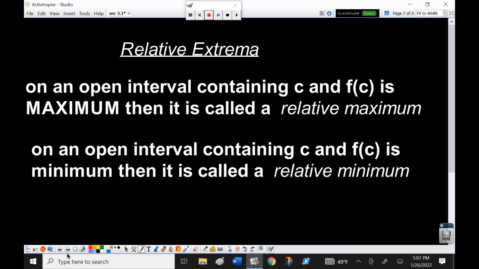Again, when we talk about relative minimums, relative maximums, absolute minimums, and absolute maximums, the big difference is absolute extrema occur on a closed interval, and relative extrema exist on open intervals. For the most part, that's how you can distinguish them.